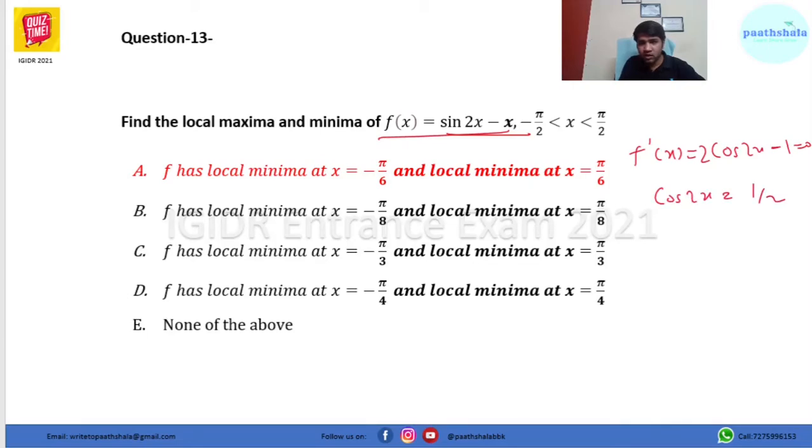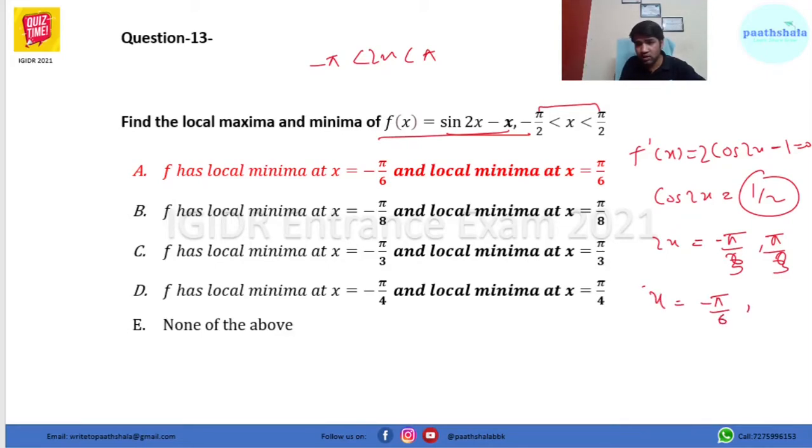Now you just look at the limits. So here we have x lying between minus pi by 2 to pi by 2. So 2x will lie between minus pi to pi. Okay, so here we will get 2x equals minus pi by 3 and pi by 3, because the value at which cos is equal to 1 by 2 is pi by 3. But on the other hand, we'll also get minus pi by 3. Sorry, so here we'll get x equals minus pi by 6 and pi by 6, these two values.